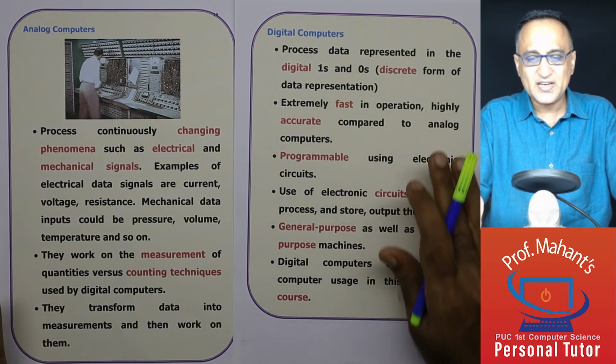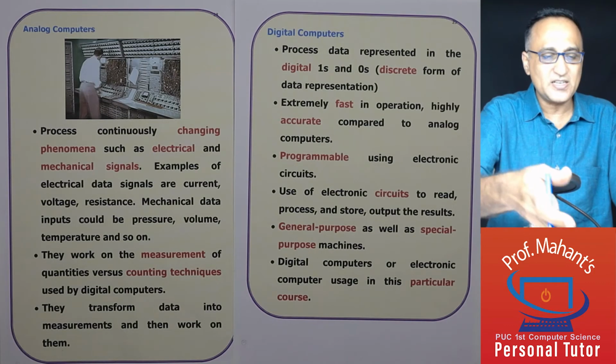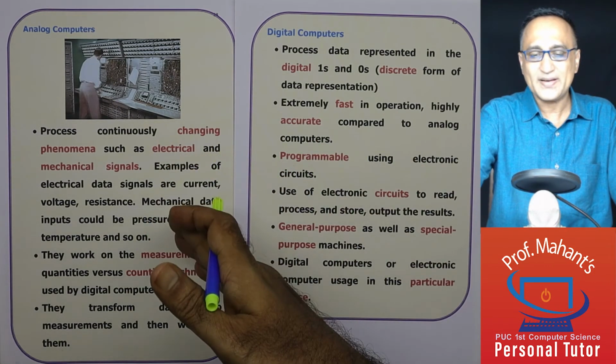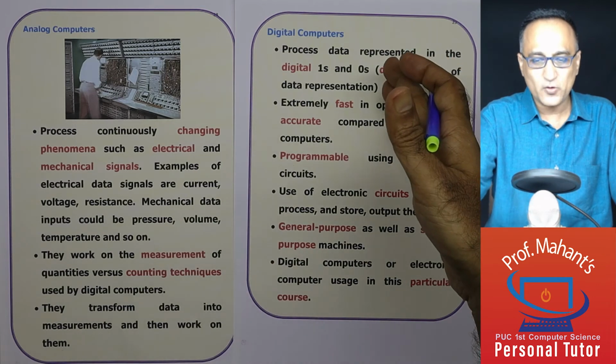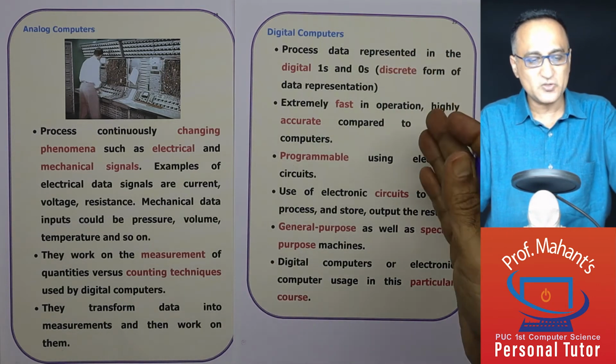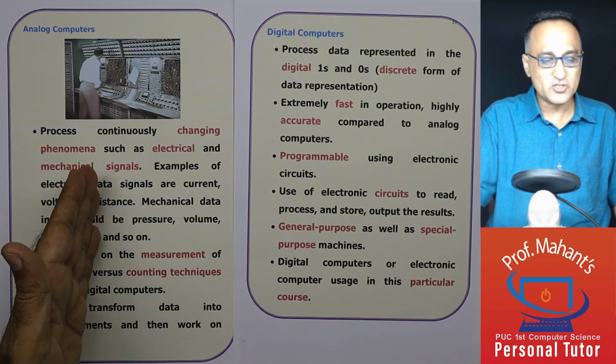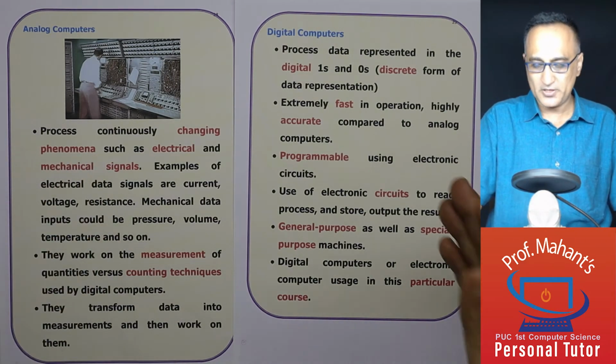So you need to understand these fundamental differences. This is dealing with electrical and mechanical signals. This is dealing with zeros and ones. This is fast, highly accurate, general and special purpose. This is mostly a special purpose machine. It uses electronic circuits. This uses physical components.